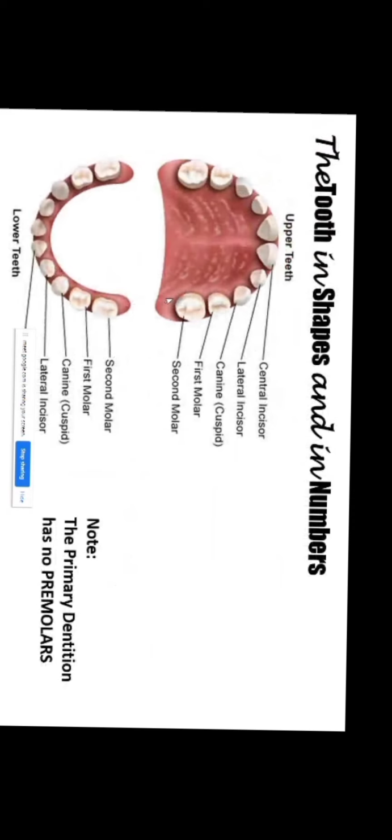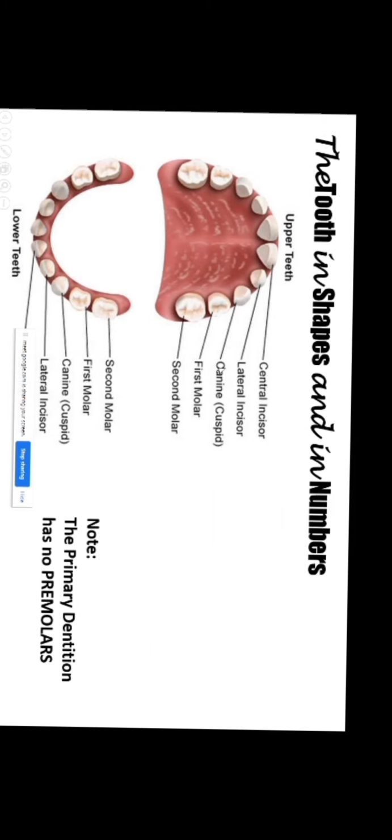Now let's go to the primary dentition. The same thing, you have your upper arch, you have your lower arch, cut it into two, you have your quadrant. You have your left side, your right side. Cut it again, you have quadrants. Still, you have your central incisors. For the tooth types, you have your lateral incisors. You have your canines or cuspids.